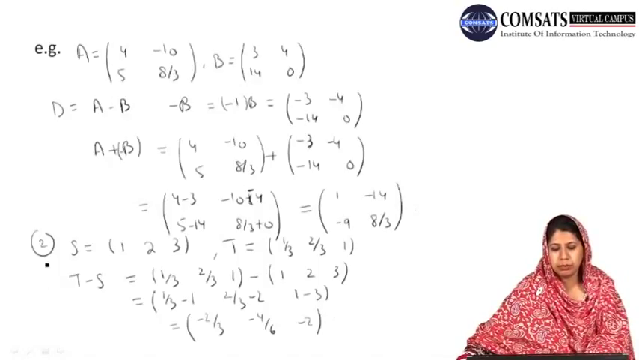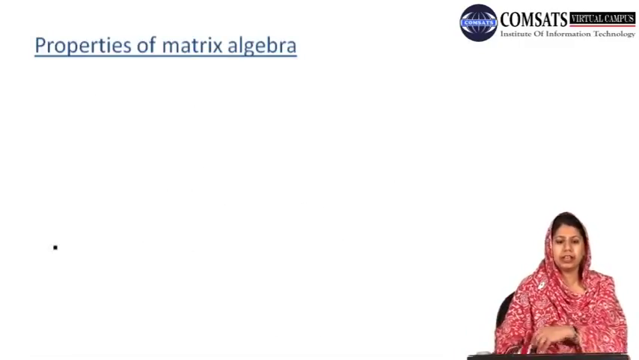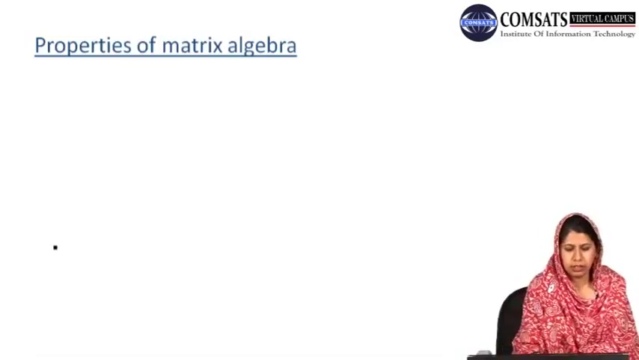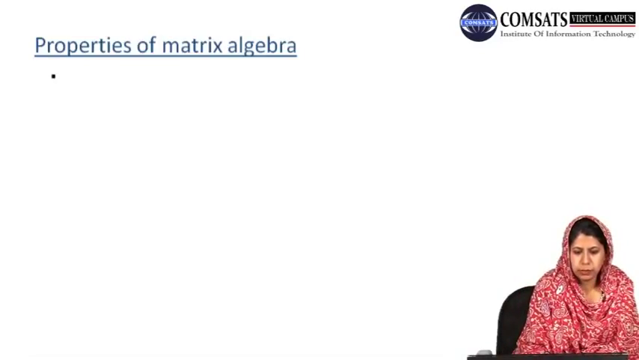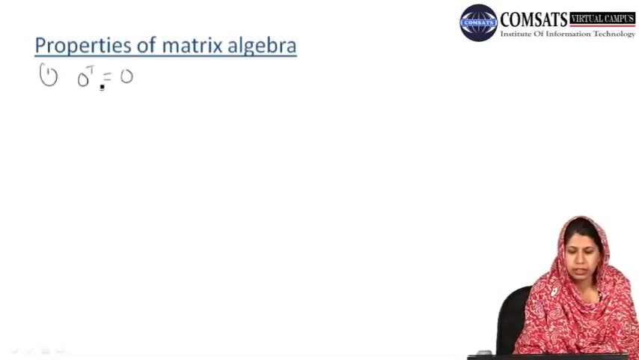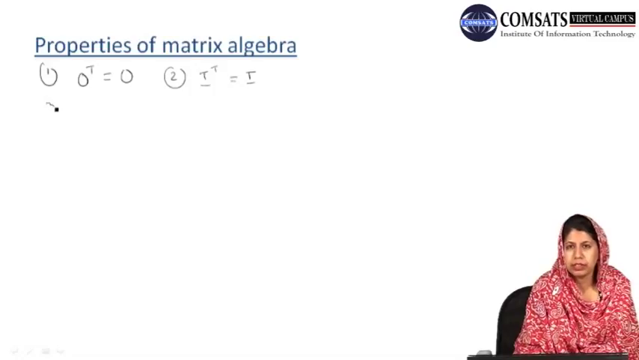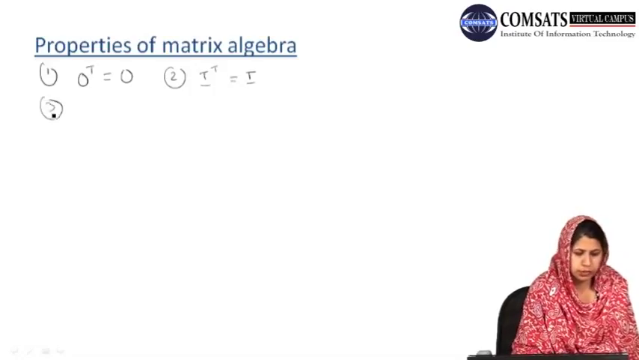Now we come to some properties of our matrix operations, that is the properties of addition, scalar multiplication and transpose. Our first property is that the transpose of our 0 matrix is 0 again. We have seen it already. Our second property is that the transpose of our identity matrix is our identity matrix again. We have also seen this when we were looking at the examples of transpose.